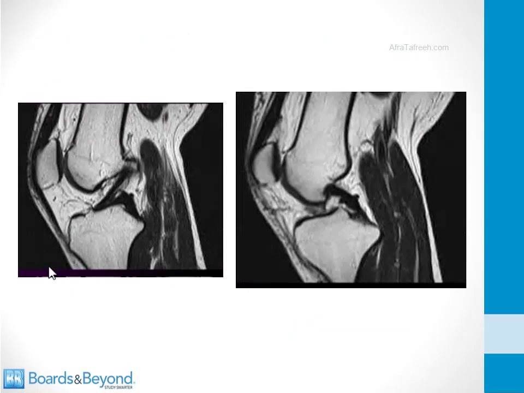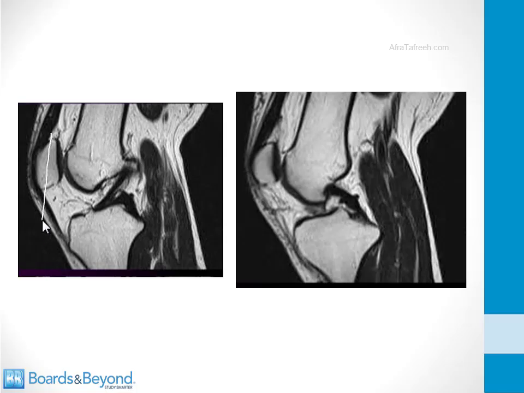They like to show you MRIs of the knee on your Step 1 board exams, and you don't need to be an expert radiologist, you just need to be able to find some basic structures. So let's talk about that now. The first thing I recommend you do when you see an MRI of the knee is to orient yourself by finding the patella. The patella is easy to identify.